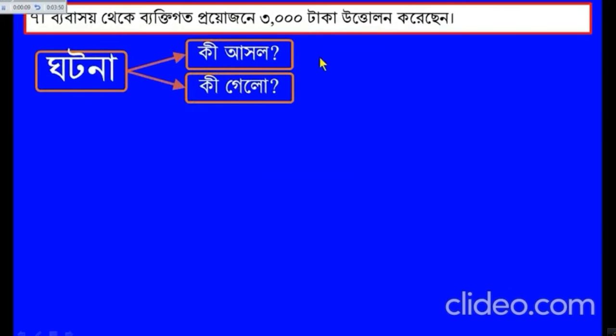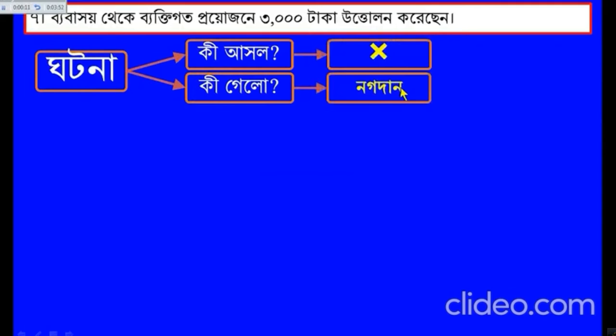He withdrew 3,000 taka for personal use from the business. So here there is a connectivity with the business. Which one has come into the business? Nothing. Which one has gone out from the business? Cash. Though it is for the purpose of personal use, this amount has gone out from the business. So it is a transaction.